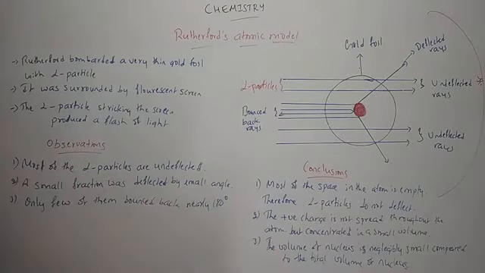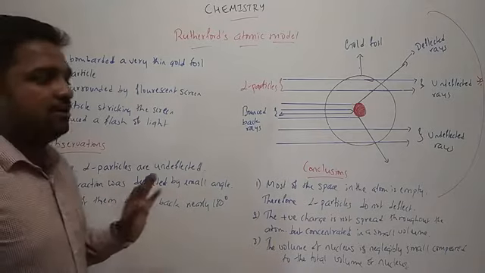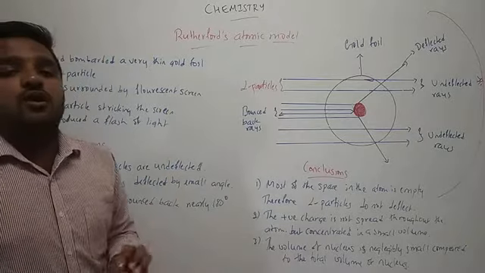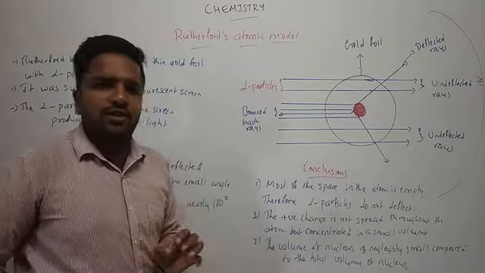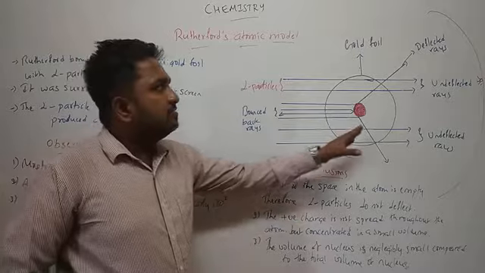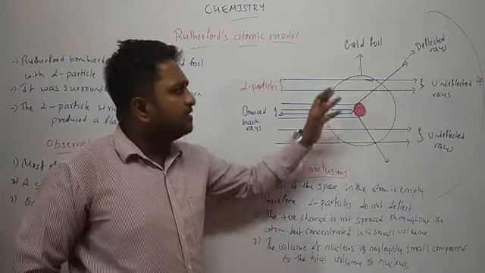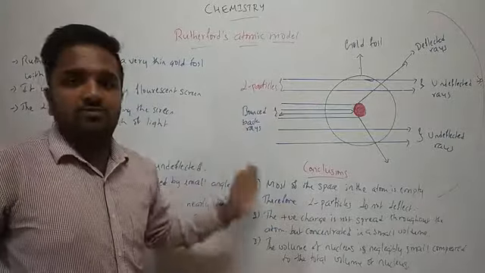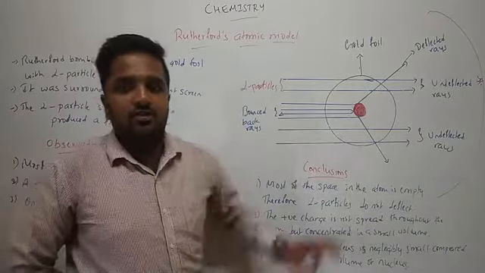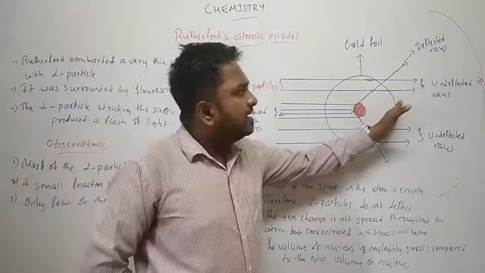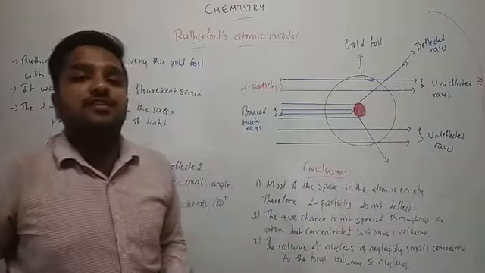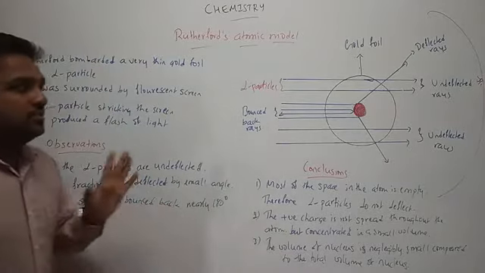The alpha particles striking the screen produce a flash of light. This is a very simple experiment given by Rutherford, but its effect is very huge. It gave a good direction regarding the structure of the atom. What he did was simply take a very thin piece of gold foil, surround it by a fluorescent screen, and bombard alpha particles onto that gold foil. When the alpha particle reaches the fluorescent screen from one end to another, that part of the screen will glow. So this is the simple experiment.